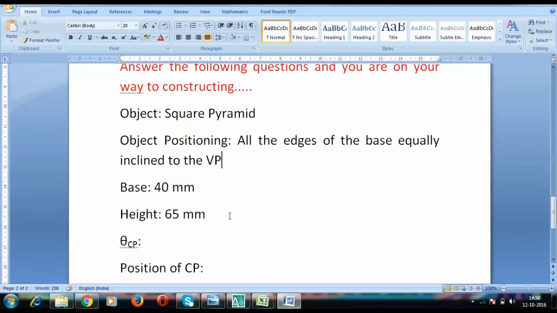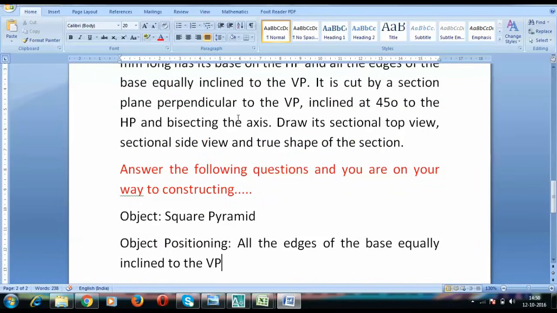Alright, the next thing is regarding the cutting plane. So it is cut by a section plane perpendicular to the VP. So guys, if you have a plain piece of paper and you hold it absolutely perpendicular to the vertical plane, that is the wall in front of you, and look at it from the front, you will observe a straight line. You can tilt it, but still it is going to be a straight line. So our straight line is nothing but a cutting plane which we're going to place in the front view, making a certain angle and bisecting the axis.